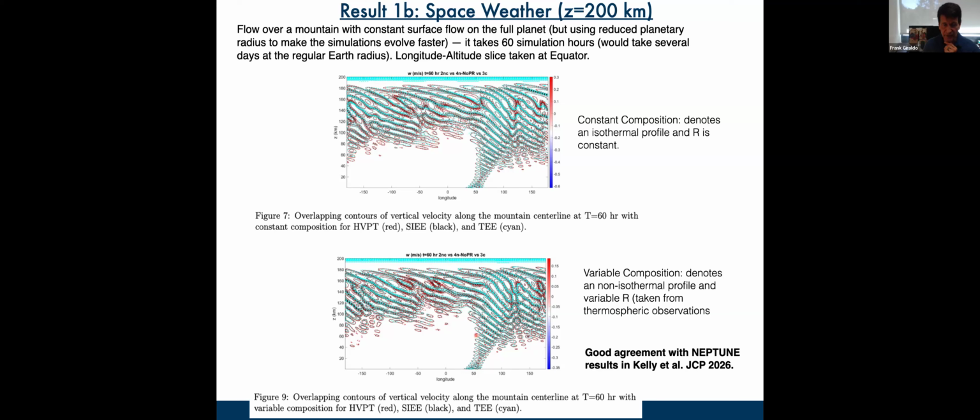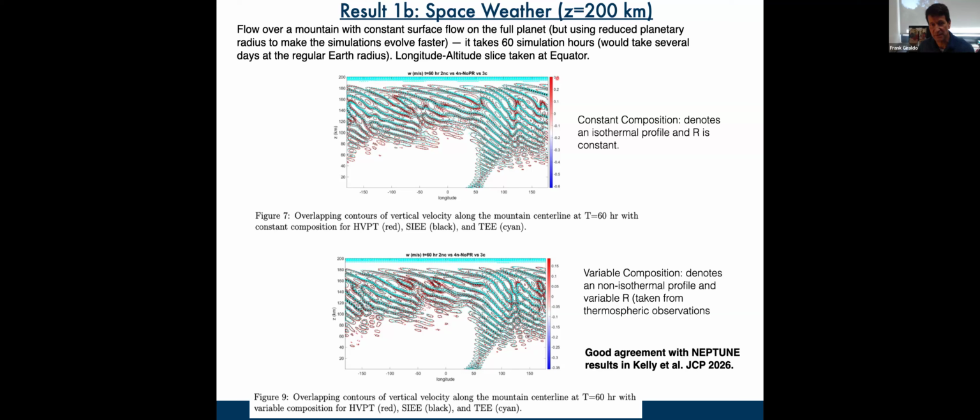Now, the other result I have here below is the exact same test case, but now we're using variable composition. First of all, there's a non-isothermal profile in the atmosphere that is consistent with the variable composition of the atmosphere, and then we have the gas constant change as well, and that's based on observational data that's collected. Then we constructed a smooth representation of that data so our model doesn't complain about a discontinuity in your gas constant, right? And when you do this, now you see that the curves are different, right? And you can see it primarily in the scale.